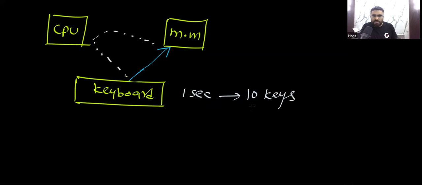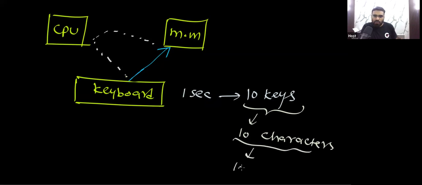10 keys means 10 characters, and 10 characters means 10 bytes. Now you tell me, in 1 second, how much data can this keyboard transfer? That is 10 bytes. So remember the speed of the keyboard: the data transfer rate of this keyboard is that per second it can transfer 10 bytes.